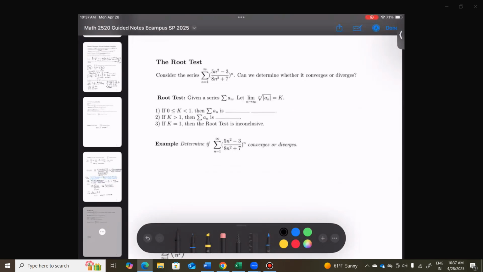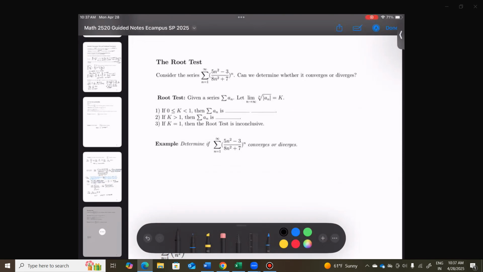The root test, we want to do a couple of examples. The root test is when you have a sequence being raised, and the whole thing being raised to a power, but the power itself is the n. And so that way we can take the nth root of the sequence and find if it converges or diverges.